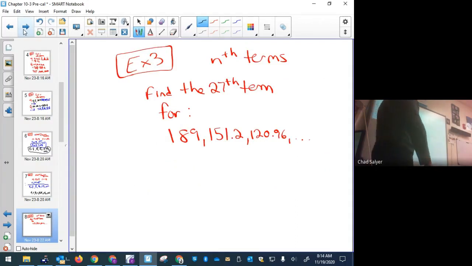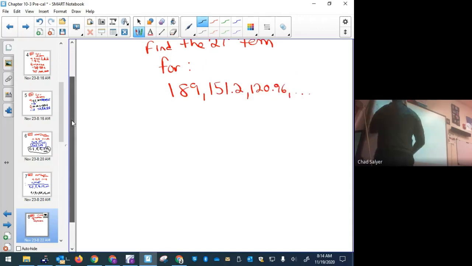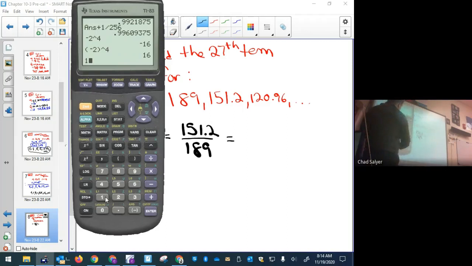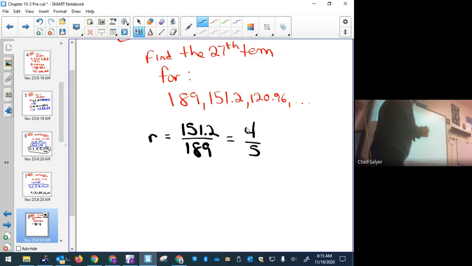Find the 27th term for this. There's a shortcut, so you don't have to find all the intervening terms. You need only find the single 27th term using the nth term formula. I'll show you how to do it. So 189, 151.2, and 120.96. I need to find my r value. R again is choose any term other than the first one and divide it by the previous term. That probably simplifies. Let's punch it in the calculator and see. 4/5. Wow. Would not have guessed that, but that's pretty cool.